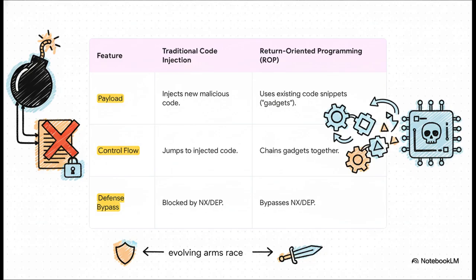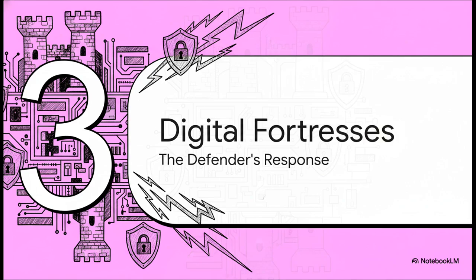And the really genius part? Since it's all using the program's own trusted code, that big NX wall we just talked about becomes totally useless. So the attackers had adapted. The ball was back in the defender's court, and now they had to build even higher, even more complex walls. It was time to start building some serious digital fortresses.